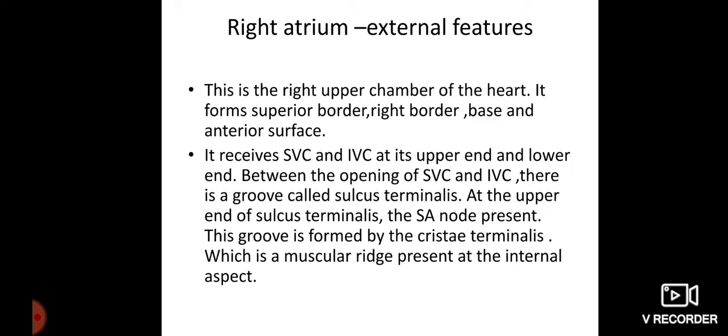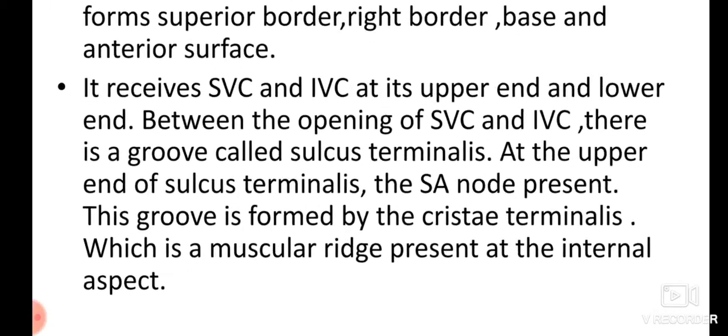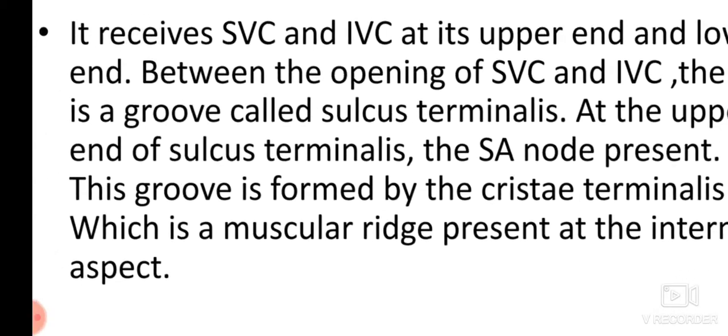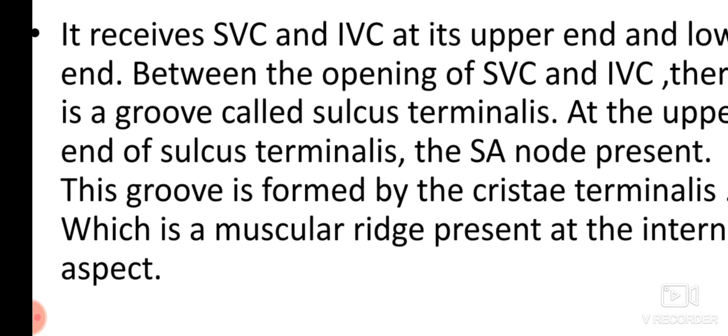Then the anterior surface. It receives the superior and inferior vena cava at the upper end and lower end, and between the superior and inferior vena cava there is a groove called the sulcus terminalis. At the upper end of the sulcus terminalis, the SA node or sinoatrial node is present, which is the pacemaker of the heart. This groove is formed by the crista terminalis, which is a muscular ridge present in the internal aspect.